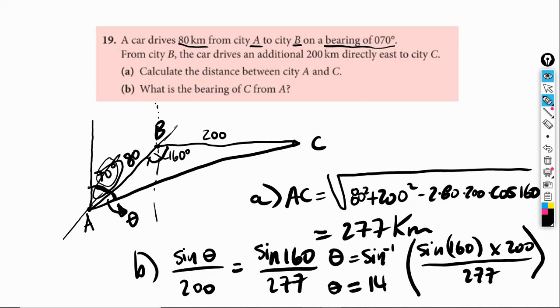14 degrees. That means then, to answer B, that the bearing from C to A would be 70 plus 14. In other words, the answer for B, and I'm going to write it over here, would then be 70 plus 14, 84 degrees.